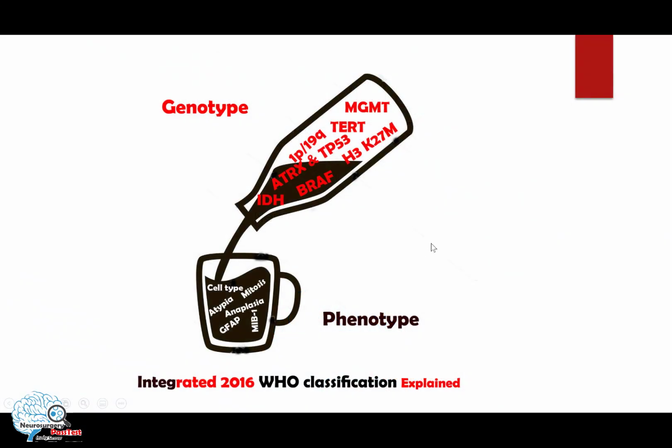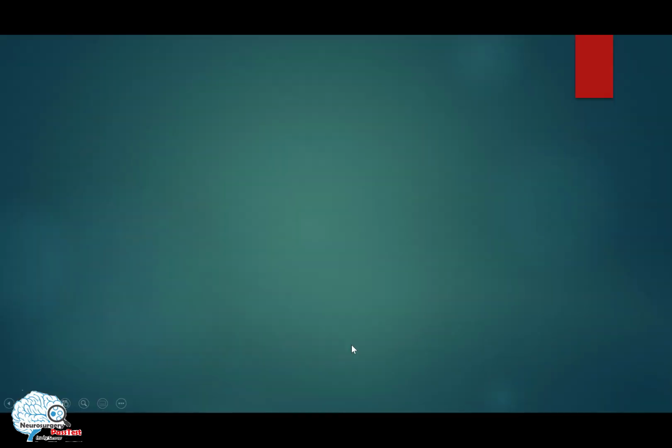Today we'll talk about the basics of the WHO classification 2016, and we expect that it will be changed later this year, 2021. Anyway, to explain the 2016 WHO classification, you have to know that it's a combination of genotype, the genetic mutations and molecular information that we know now about the tumors, added to the phenotype, which is how the tumor looks under the microscope, including the cell type and the characteristics of mitosis or atypia, leading to this classification.